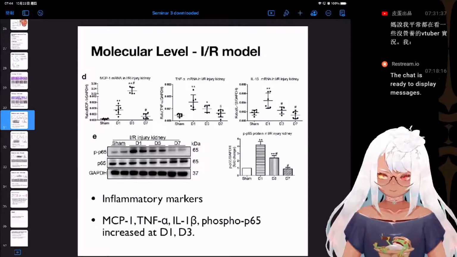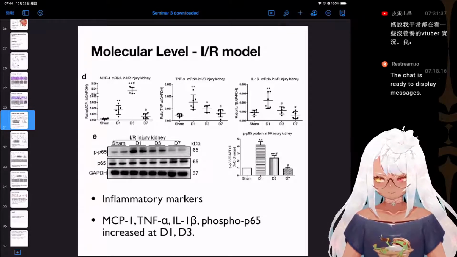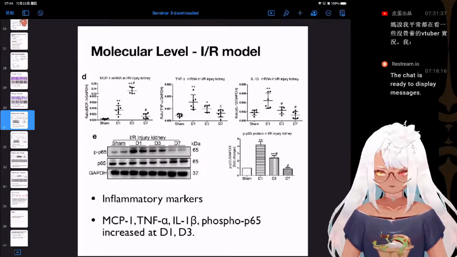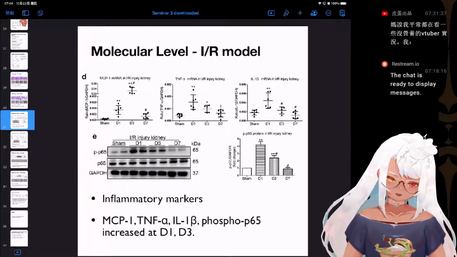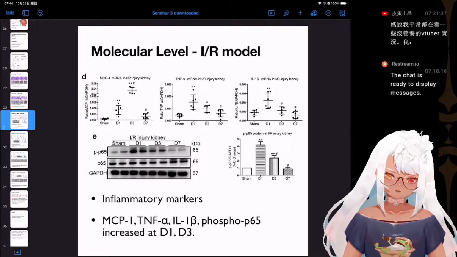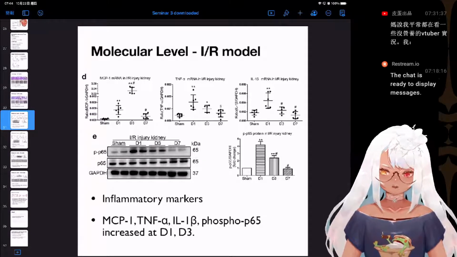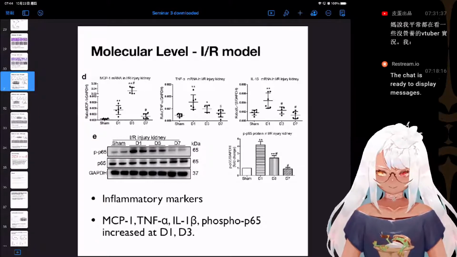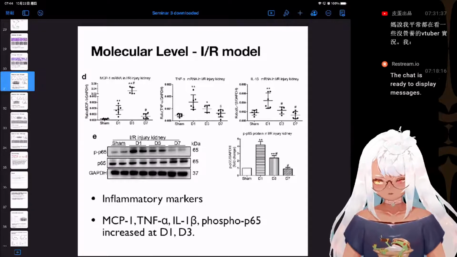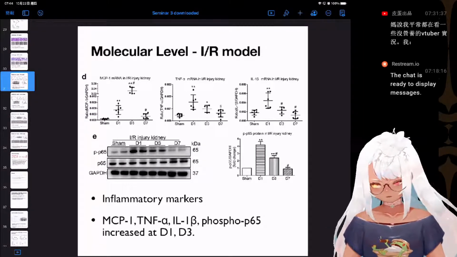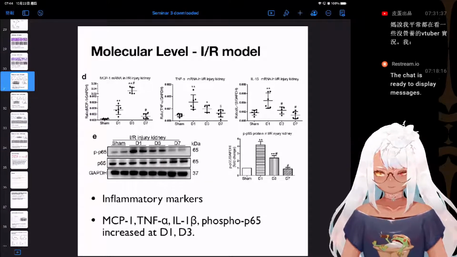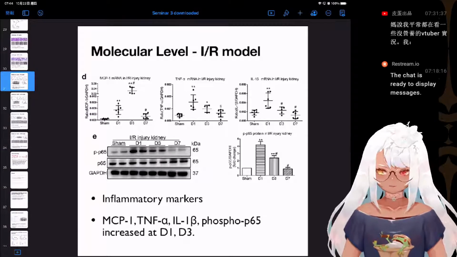In the Western blot, the same pattern goes for phospho P65, as there's an increase at day 1 and day 3. In the quantified figure, we can also confirm this phenomenon. So the key message here is that these inflammatory markers are increased, as observed at day 1 and day 3.